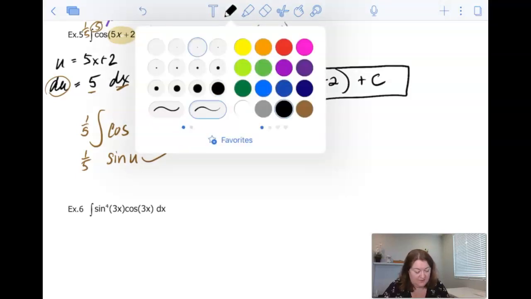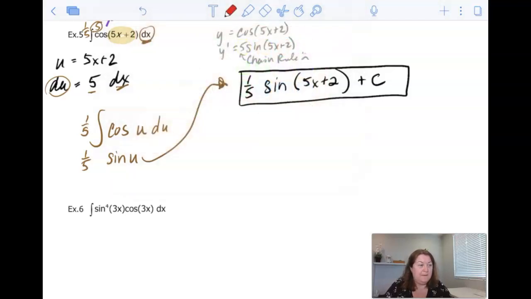So let's switch to a different color scheme here. We'll do a red one again. So what am I going to set u equal to? Another way to write this would be sine of 3x grouped together, 4th power, cosine of 3x dx. They were just avoiding all those parentheses by putting the 4 after the word sine. That's what it really looks like.